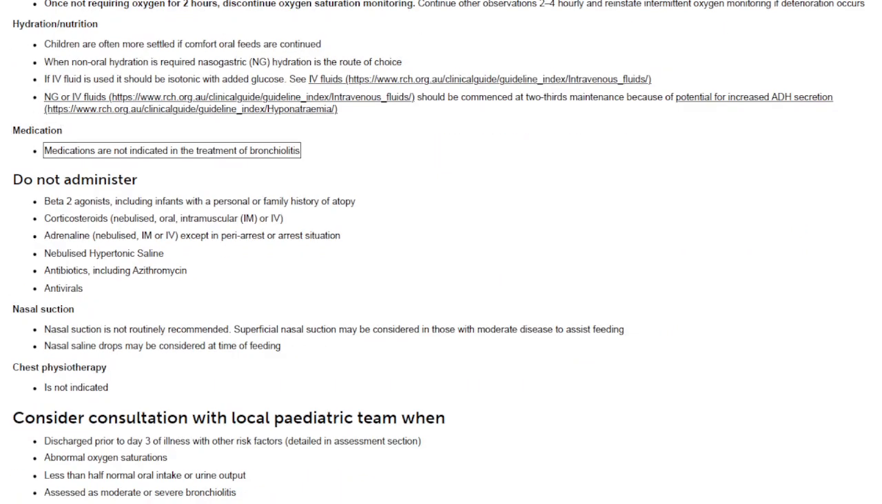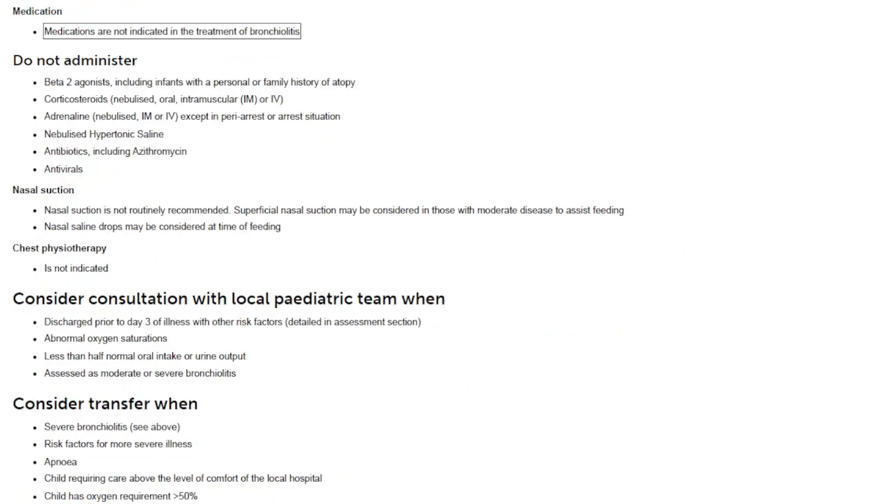Medication. Medications are not indicated in the treatment of bronchiolitis. Do not administer beta-2 agonists, including in infants with a personal or family history of atopy. Corticosteroids, nebulized, oral, intramuscular, IM, adrenaline, nebulized, IM or IV, except in peri-arrest or arrest situation. Nebulized hypertonic saline. Antibiotics, including azithromycin.